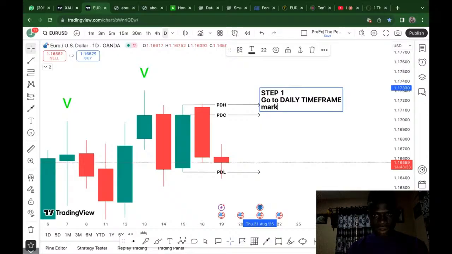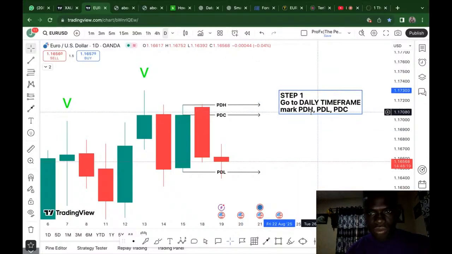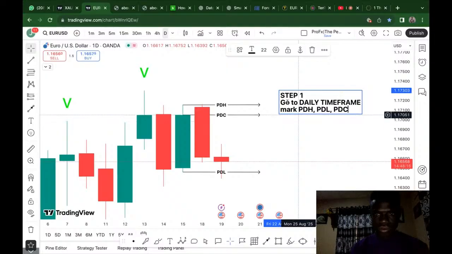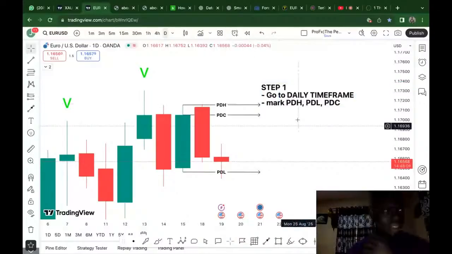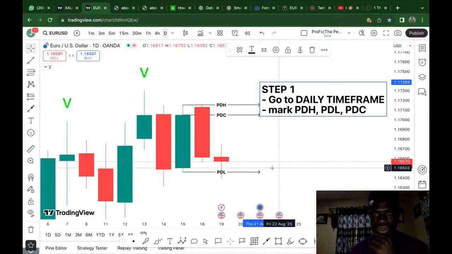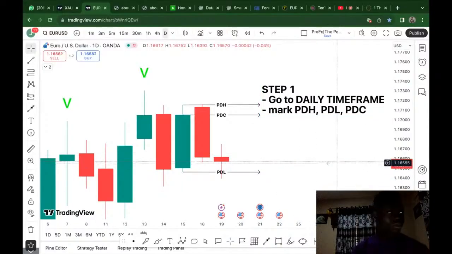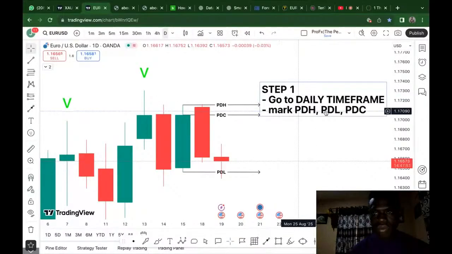Mark previous day high, previous day low, previous day close. Simple. And like I was sharing, my guys, this is not the strategy. This is the market behavior. This is how the market behaves. I'm showing you the market pattern, right? Step 1, go to daily time frame, mark previous day high, previous day low, previous day close.